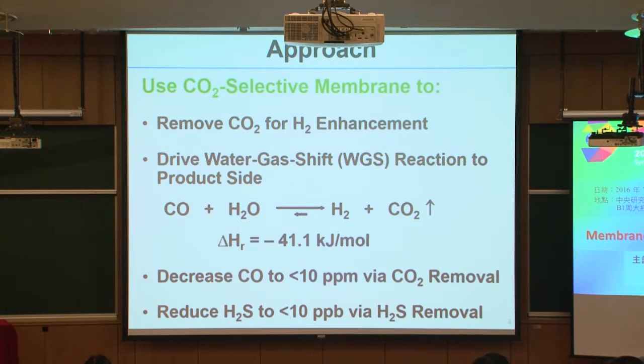So our approach is to use CO2 selective membrane to remove the CO2. Then we can increase the concentration of hydrogen in the syngas, and also the hydrogen purity. And as you know, the water gas shift reaction is a reversible reaction. But if we remove CO2, then the reaction will go to the right-hand side, producing more hydrogen from carbon monoxide and the steam. So with this approach, we remove CO2, then we can get almost all the carbon monoxide converted to make hydrogen, and then increase the purity.